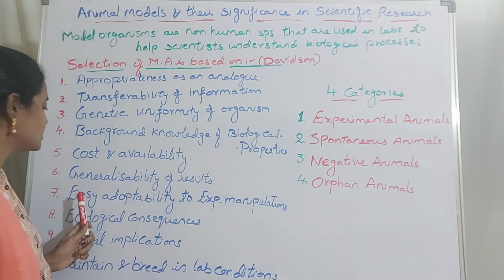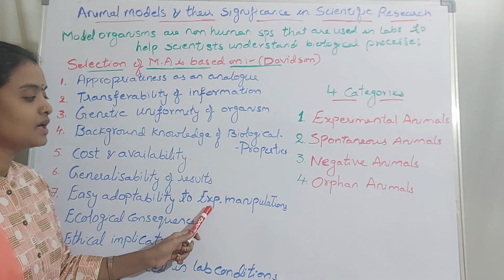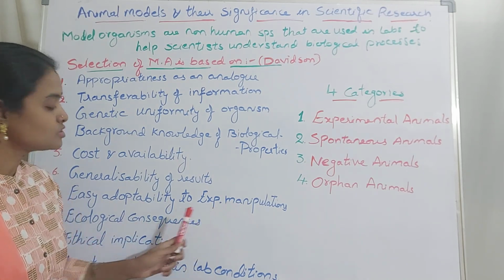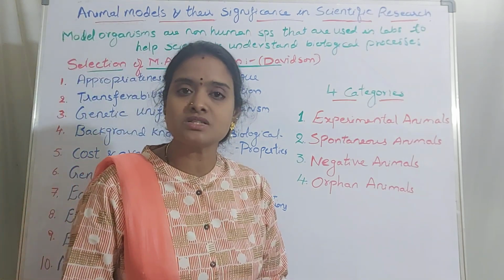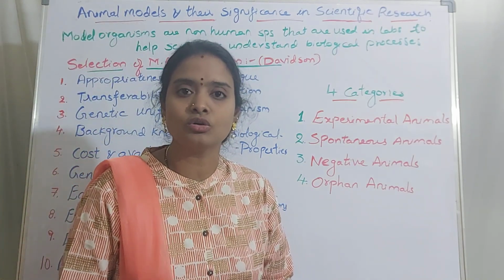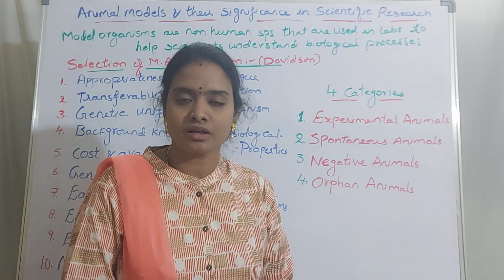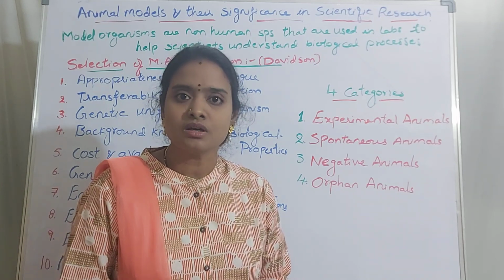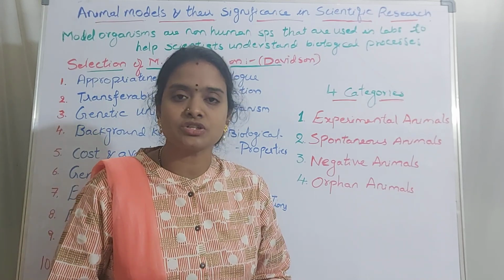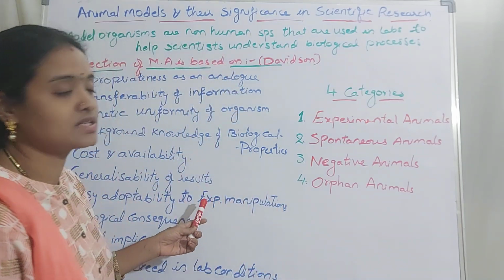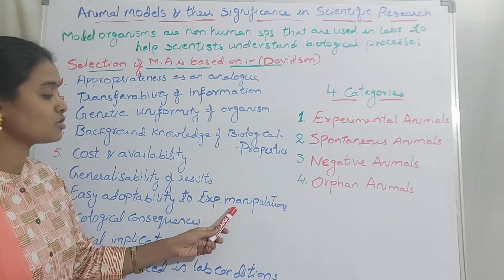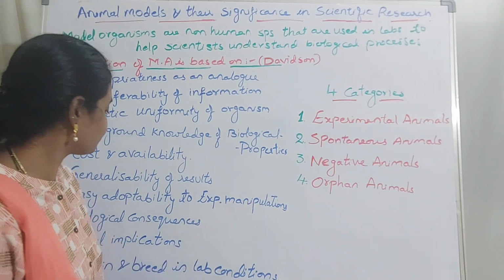Then next is easy adaptability to experimental manipulations. Here the animals will be experimentally manipulated. That means they are allowed to undergo genetic manipulations, right? Embryonic manipulations. All these manipulations must be tolerated by the animal and it must get adjusted to those manipulations or sudden changes.